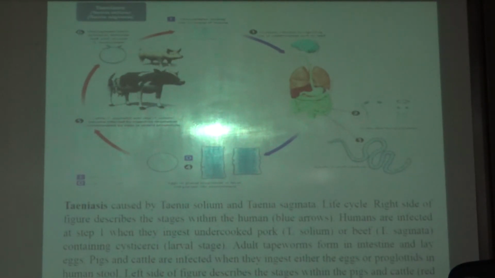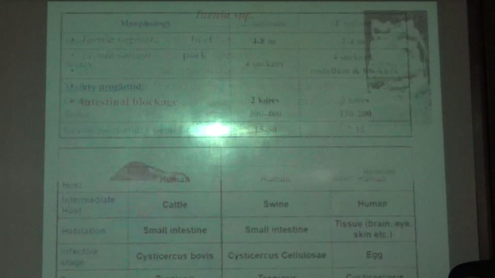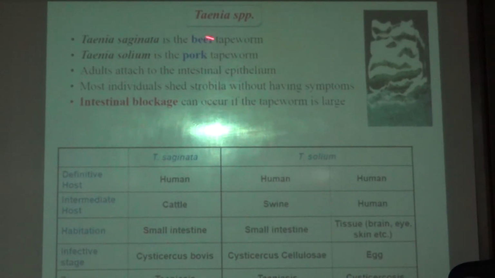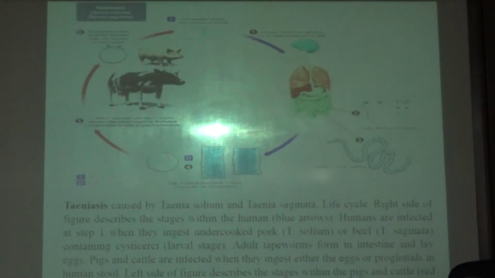The most important thing in this, if you see the names Taenia solium and Taenia saginata: Taenia saginata is also known as beef tapeworm. Taenia solium is also known as pork tapeworm. This is the life cycle of both Taenia solium and Taenia saginata.